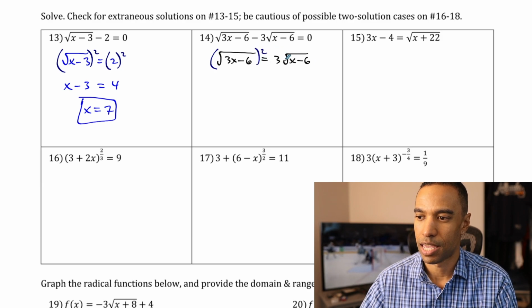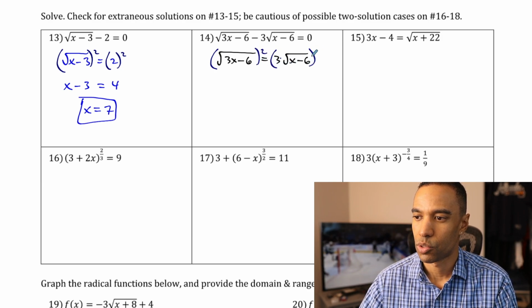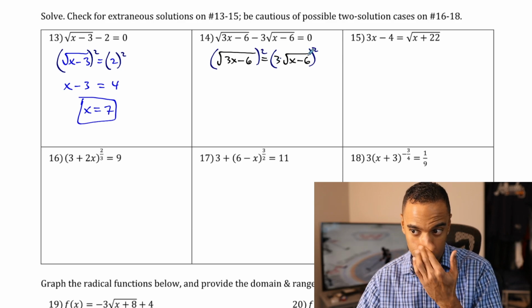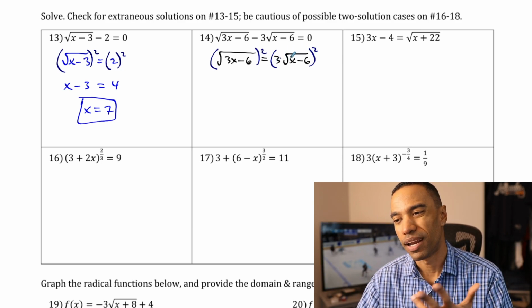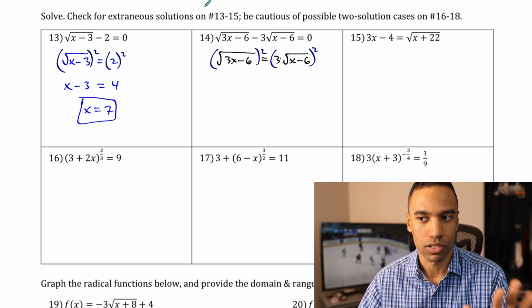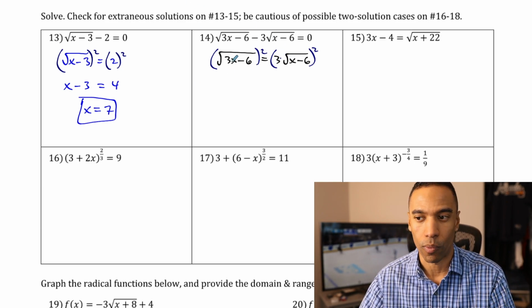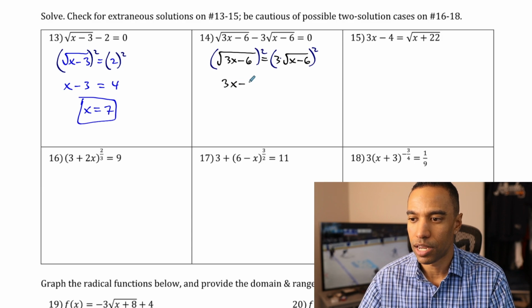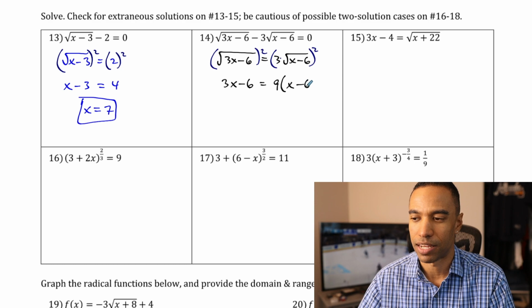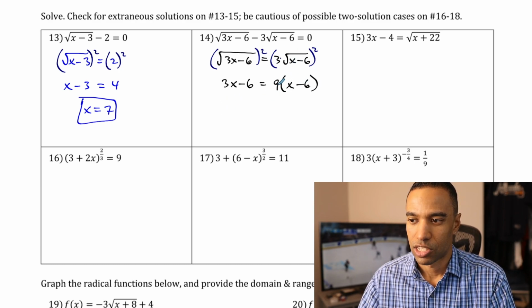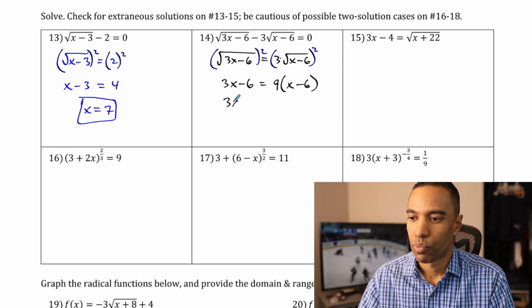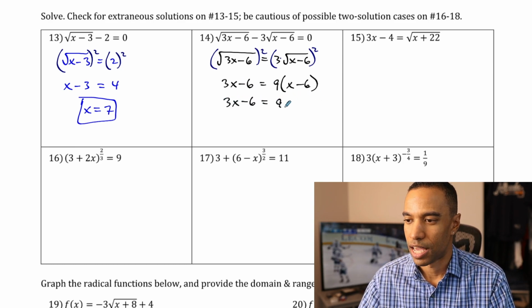It's 3 times square root of x minus 6. So we're going to square the 3 as well as the root x minus 6. I couldn't fully isolate it, but I'm good in this form right here. There are going to be no radicals left. Here I have 3x minus 6, and here I have 9 times the quantity x minus 6. 3 squared is 9, square root of x minus 6 squared, and it multiplies. So 3x minus 6 equals 9x minus 54.